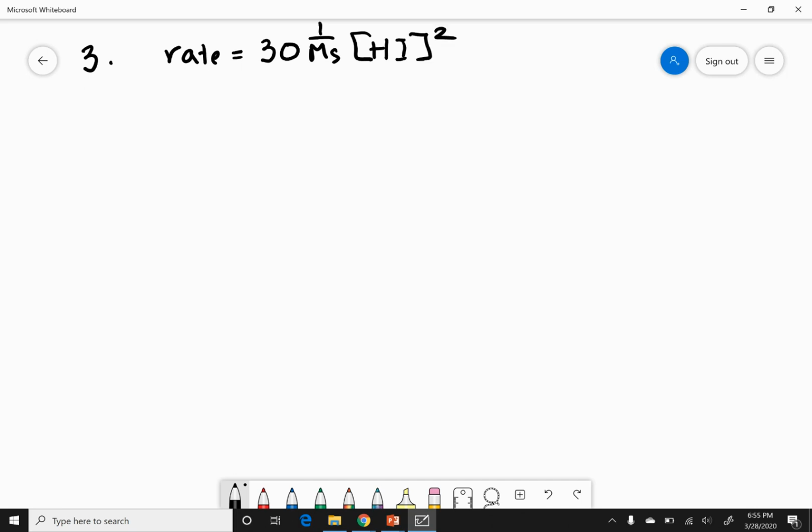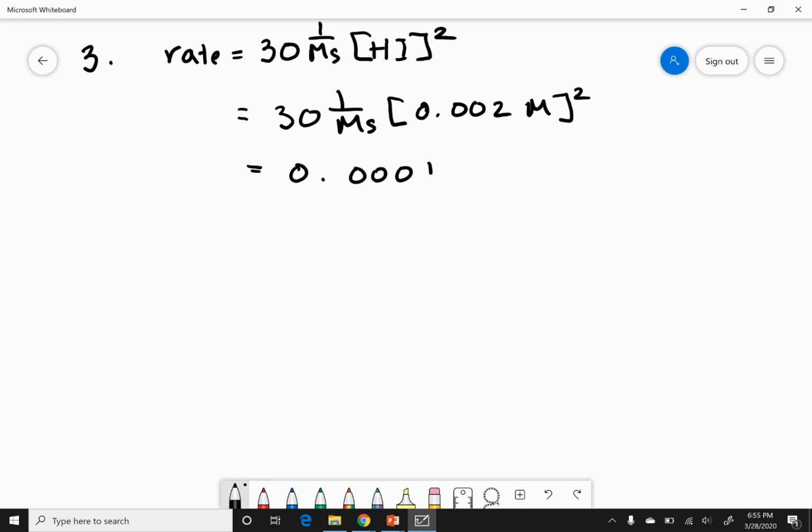Now, if that's the case, let's go ahead and put in our values. So this is 30 per molar per second, and I want the concentration of my HI to be 0.002, and that's molarity, which is squared. And then if I calculate this out, this is 0.00012 molarity per second. And so this is going to be point number 3 on that slide.